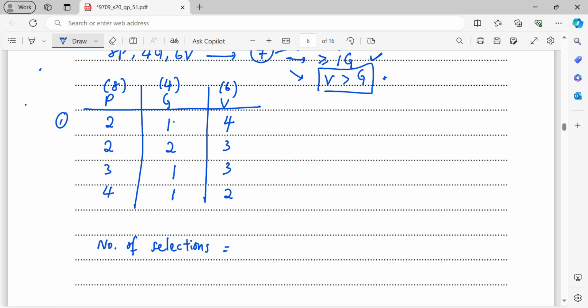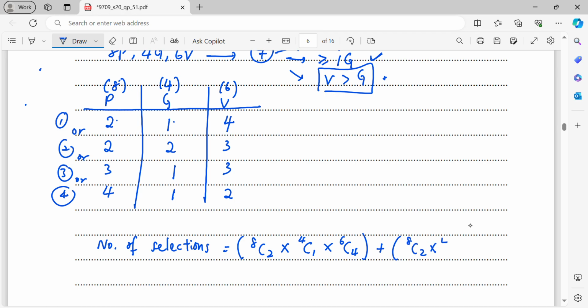So for the first case, 8P I choose 2. That means it will be 8C2. Followed by 4G I choose 1. So 4C1. Followed by 6V I choose 4. So 6C4. This is for the first combination. Now you can choose first or second or third or fourth. All is plus. So now I plus. Now for the second combination, it will be 8C2 followed by 4C2 followed by 6C3.